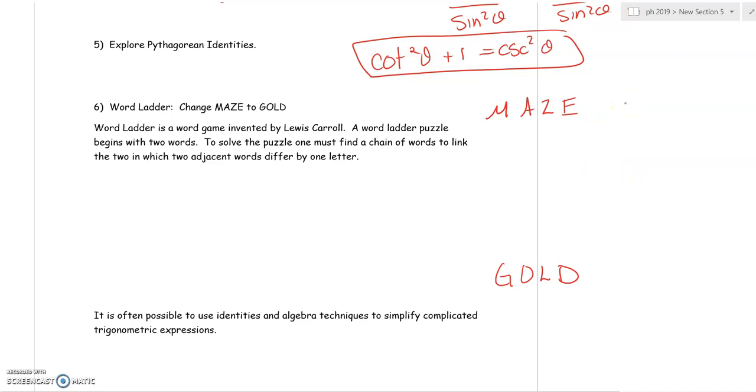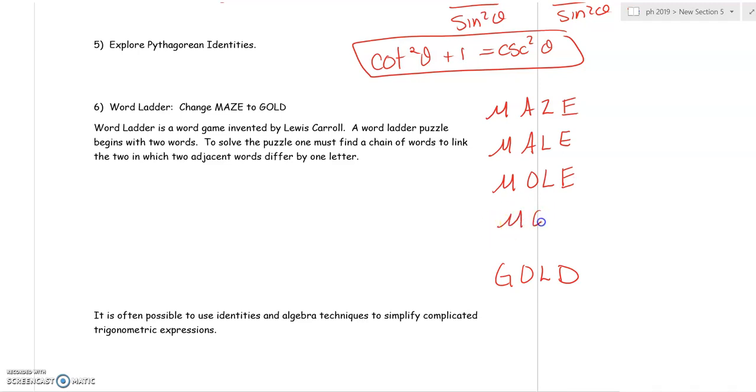Okay, hopefully you paused the video and gave it a try because I don't want to spoil all the fun. But again, the trick is it has to be a real word. So if you change Z to L, that's a real word, male. Then you could change the A to an O. And then you could change the E to a D. And then you could change the M to a G and get gold.